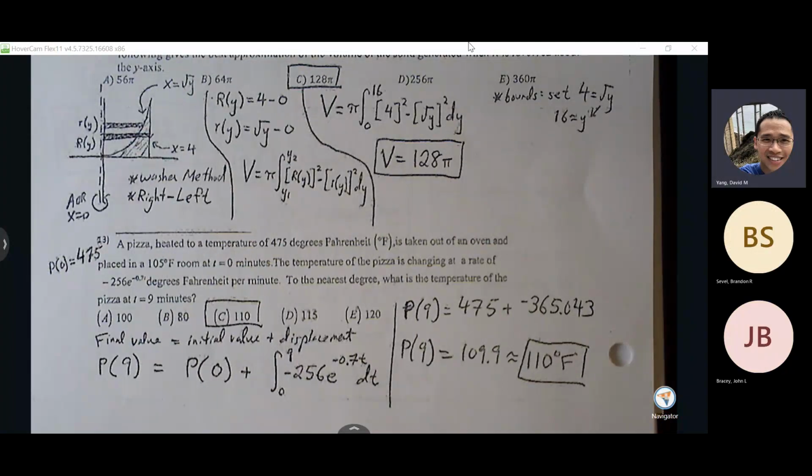If they give you something vague, like use the values in the table, that means use every single one. Otherwise, they have to specify how many trapezoids or rectangles they want you to use.